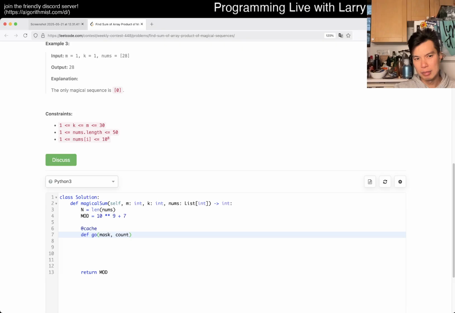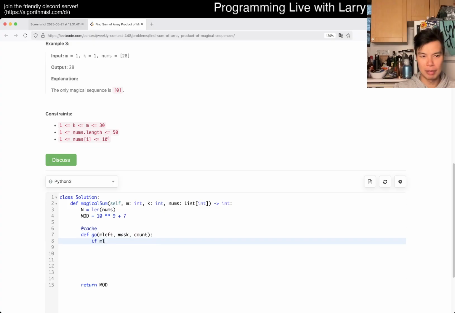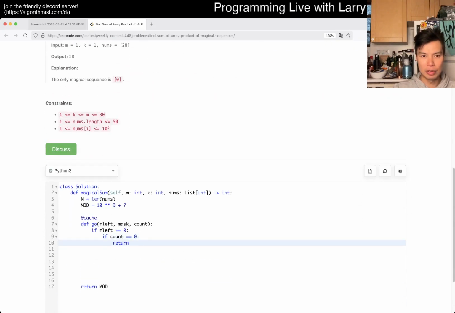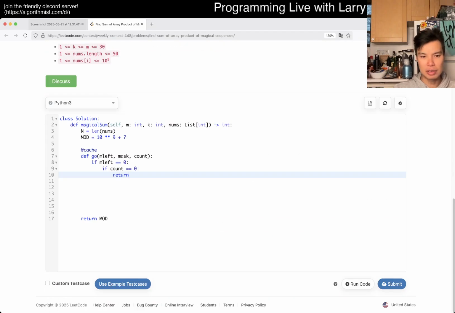Maybe, but the bit mask can be big though, right? So that's the thing. I don't have any proof on this one, honestly, and also we need m anyway. So we have m, we have count, okay, right? Yeah, okay, fine, like m left or something, right? So if m left is equal to 0, if count is equal to 0, then we return, can I do that?